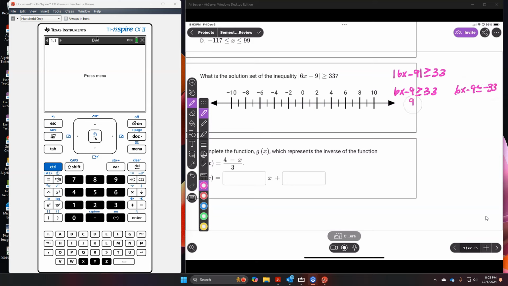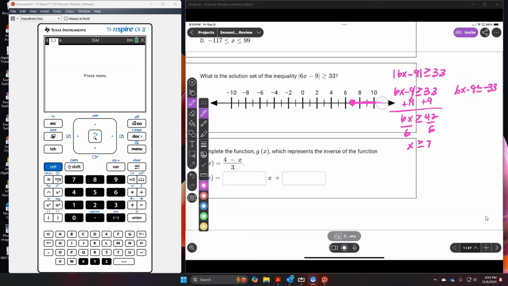So we're going to add 9 to both sides. Remember that negative 9 plus 9 is 0, so we're left with 6x is greater than or equal to 33 plus 9, which gives you 42. We divide by 6, so x is greater than or equal to 7. So here is 7. It's a closed dot since it's equal, and the numbers that are greater than 7 are to the right of 7.